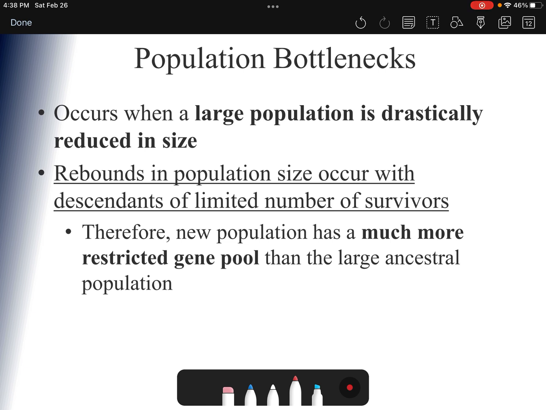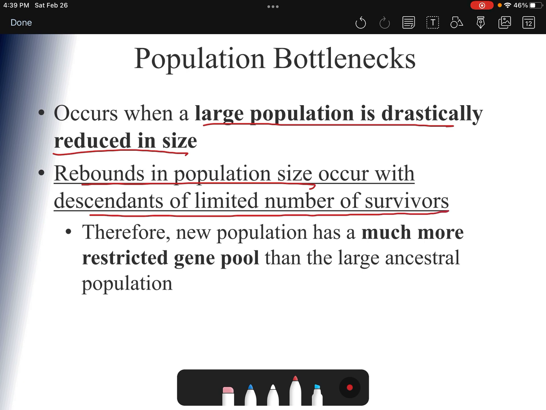Population bottlenecks occur when a large population is drastically reduced in size. Remember, we said genetic drift doesn't tend to happen in large populations. So now what happens if you wipe out a lot of the population and you just have a small population size? Now you have what's called a population bottleneck, and the rebounds in the population size occur with the descendants of just a limited number of survivors.